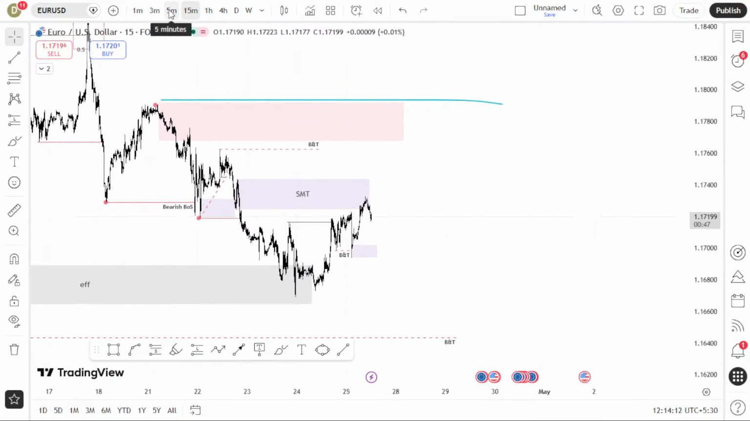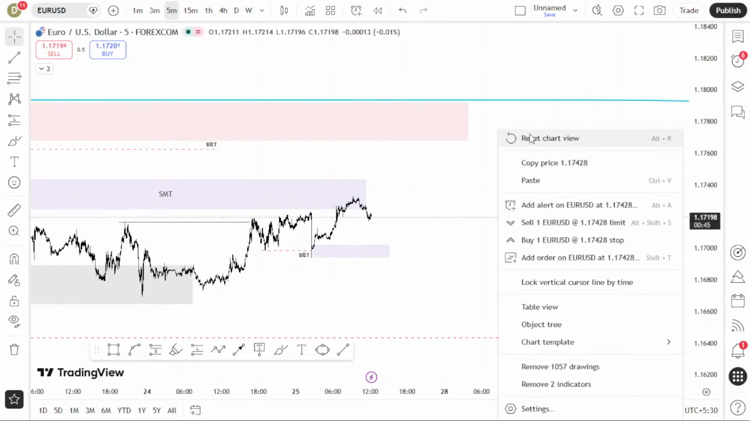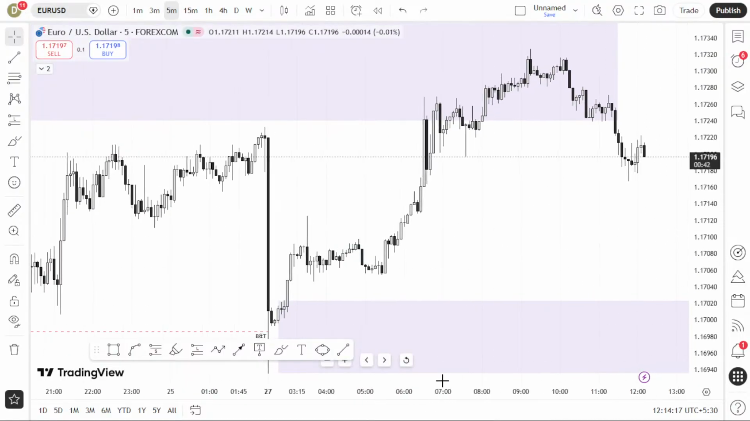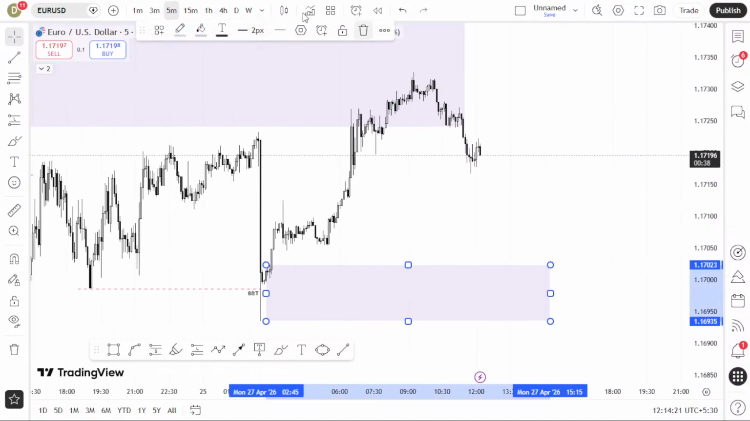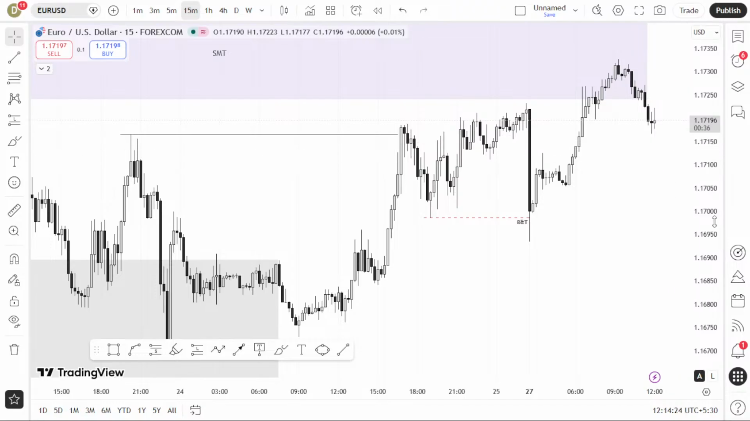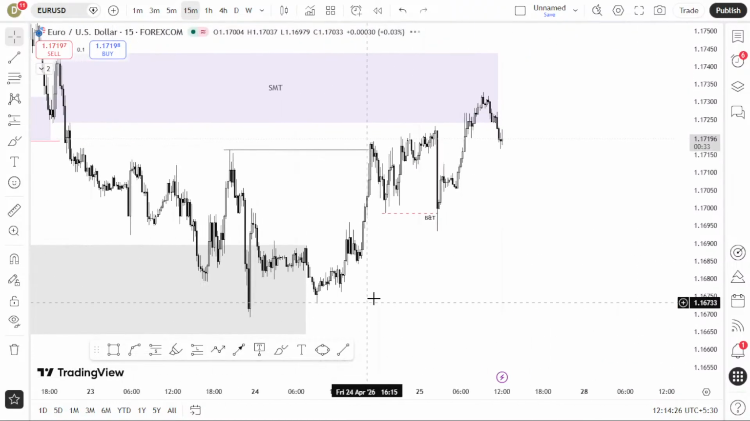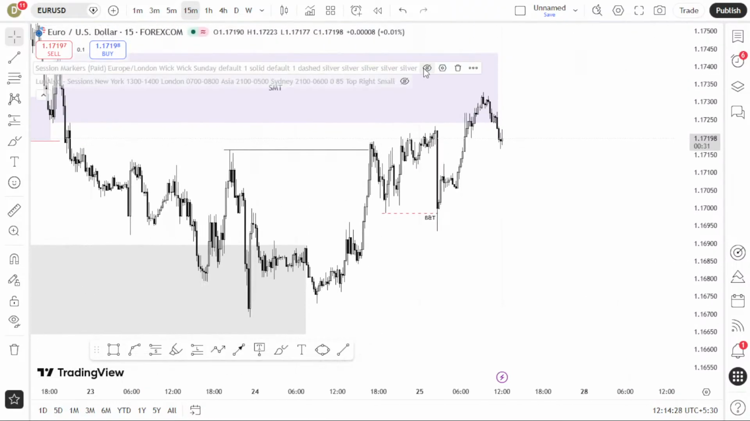But for today's session, the London one, I am hoping for a continuation trade somewhere around this area. We'll turn on the session indicator.